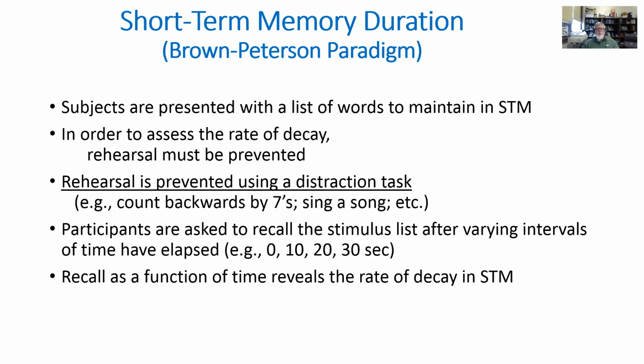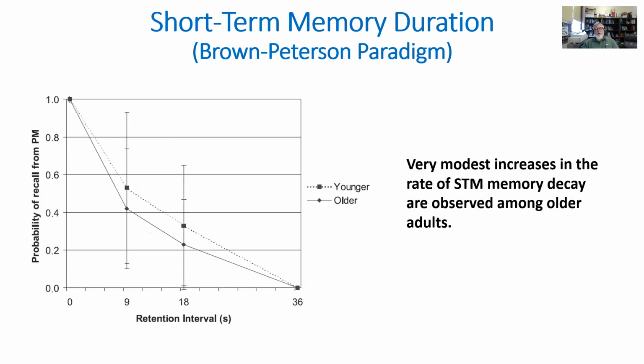And then what you do is you wait for, let's say, 5 seconds, 10 seconds, 15, 20 seconds before you say, okay, stop doing the distracting task and tell me what those original words were that you're holding in your short-term memory. And you score them in terms of how accurate they are. And when you use the Brown-Peterson paradigm to measure how long the contents of short-term memory last, you get very compelling results, as we see in this figure on the screen right now.